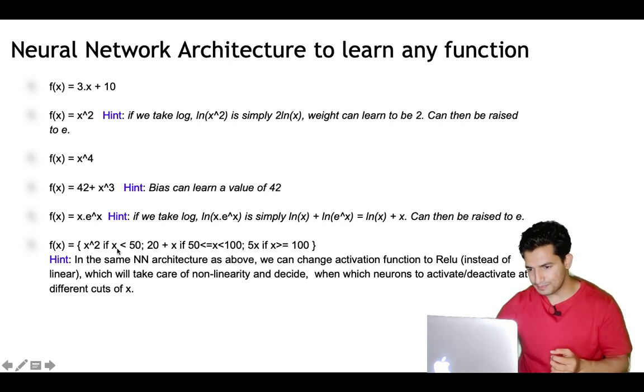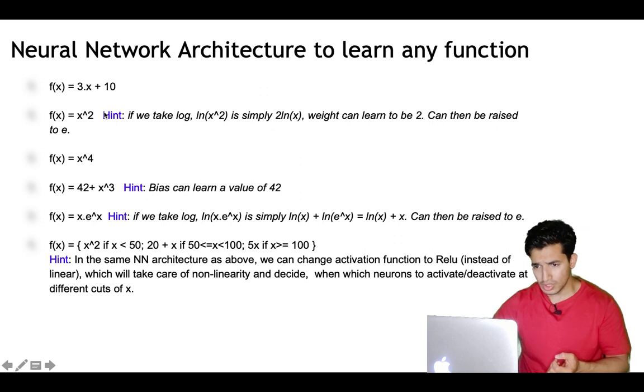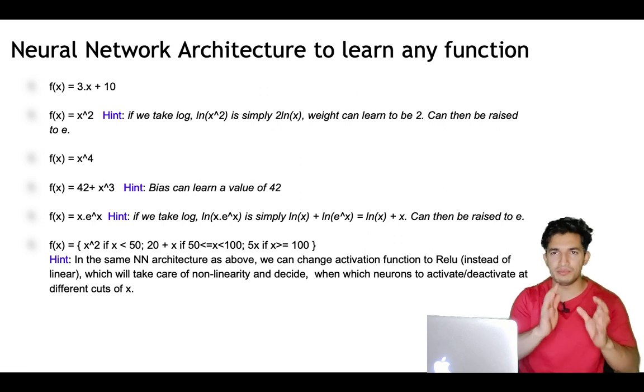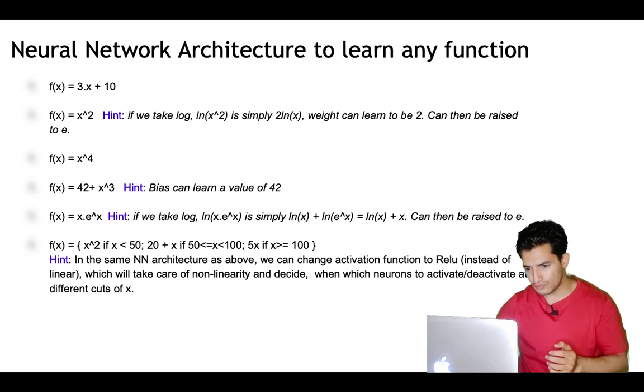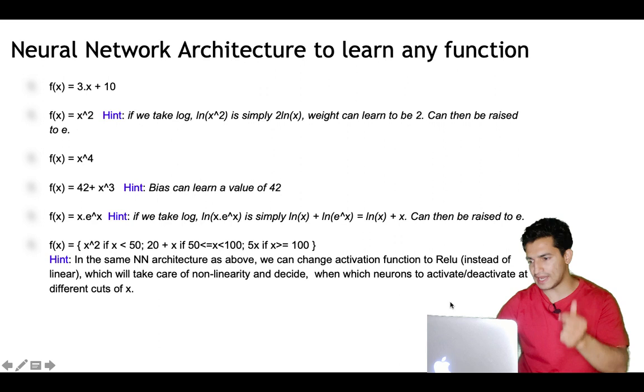And for this piecewise function, we have already seen from above that we can use either the linear function or nonlinear function or exponential function to approximate the functions. But here the problem is that at different bins, at different cuts of x, the output changes. So what we can do is, wherever we had the linear function, we can change it to a ReLU function.